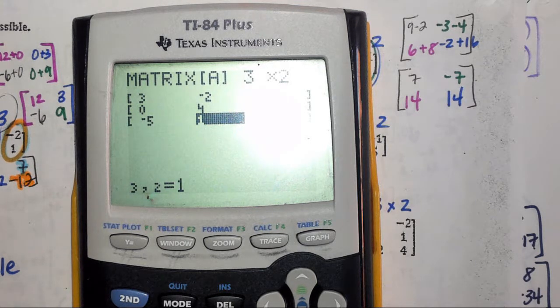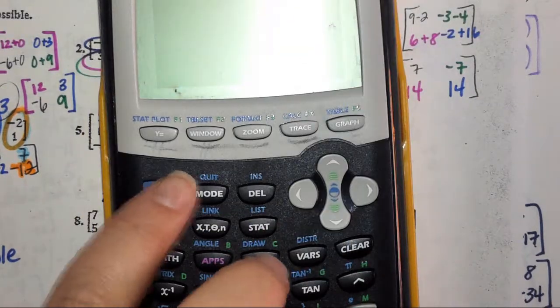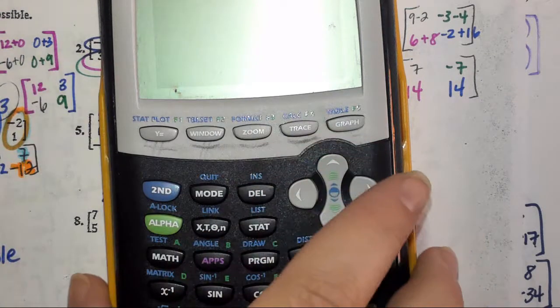Okay, so we typed in 1 matrix, so if we want to get out of this, you can press second quit. It gets you out of whatever you're doing. Second quit, it's right next to mode. It's right next to second too. Second quit. Clears it back out. Okay, well we typed in the 1 matrix. We still need to type in the next matrix too.